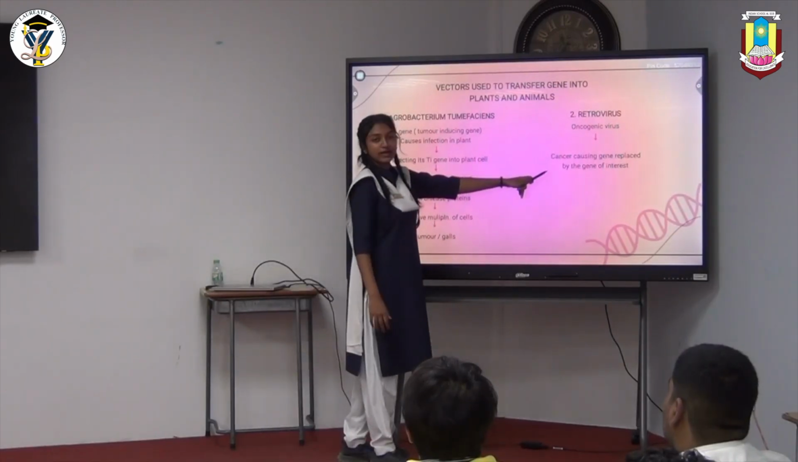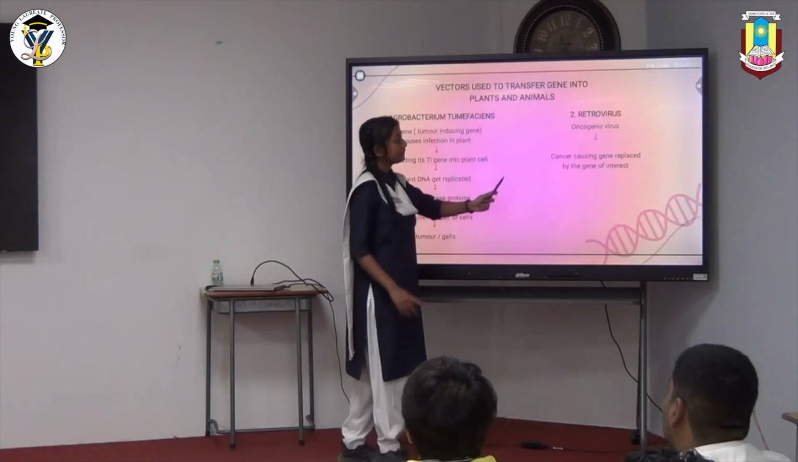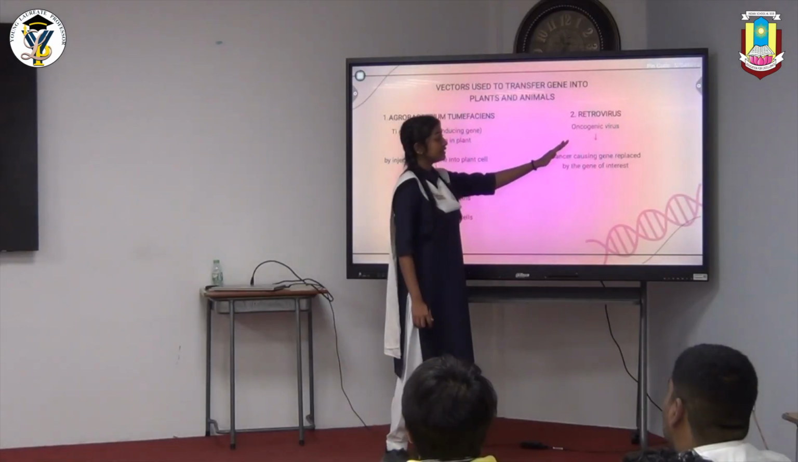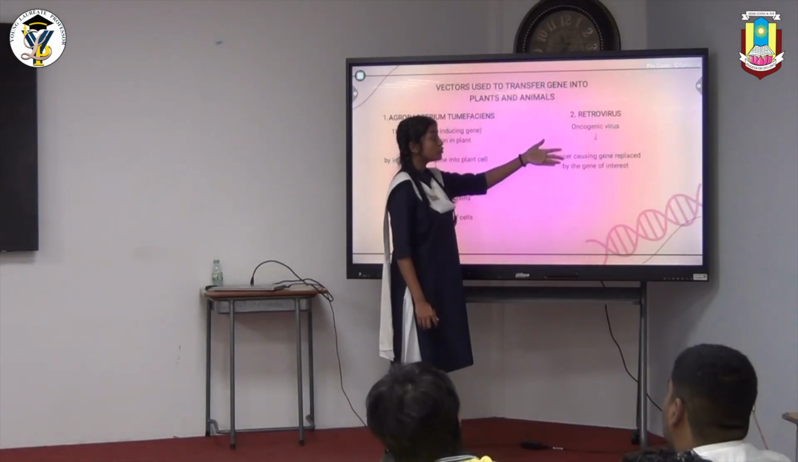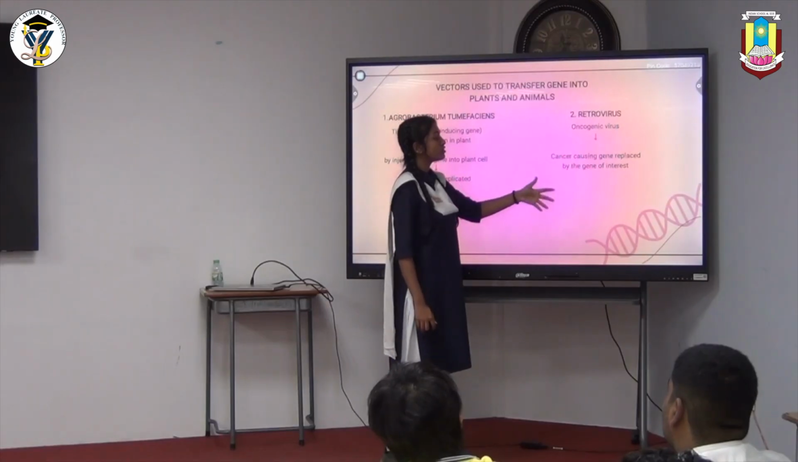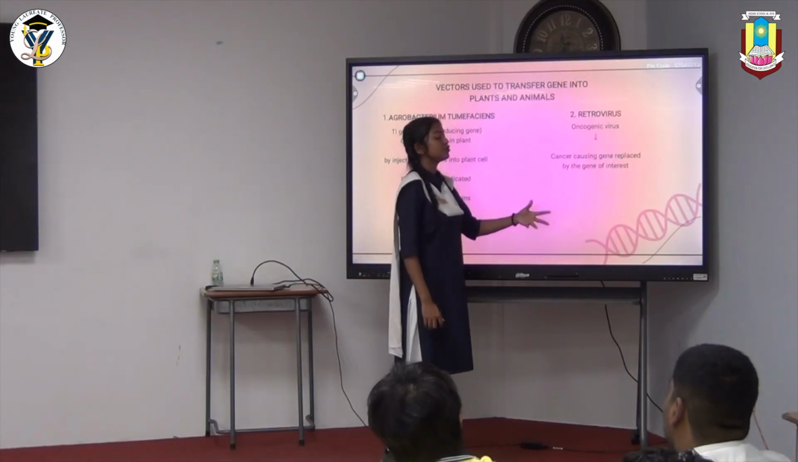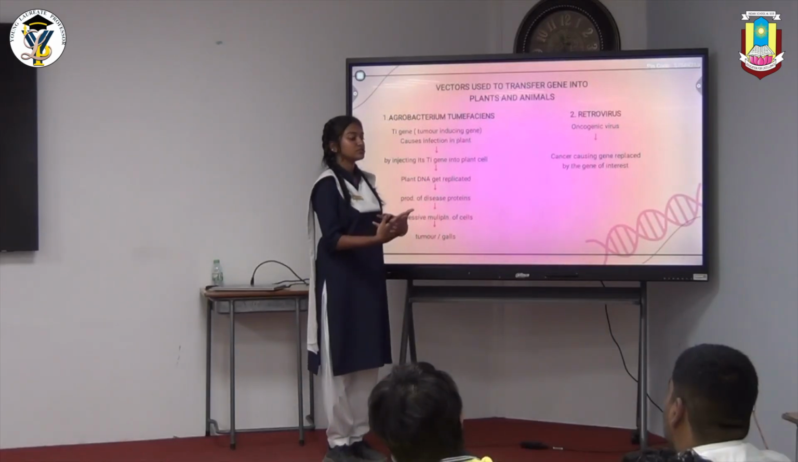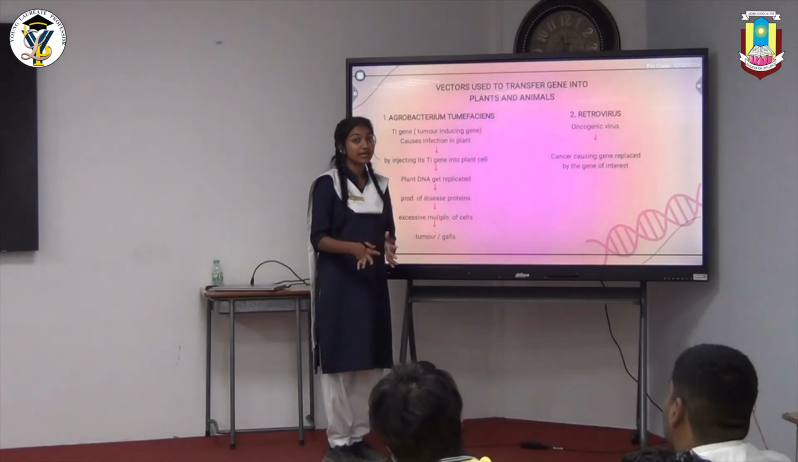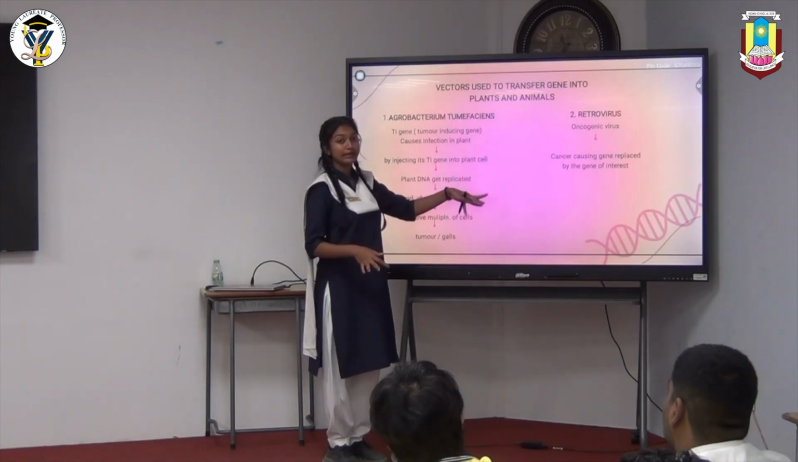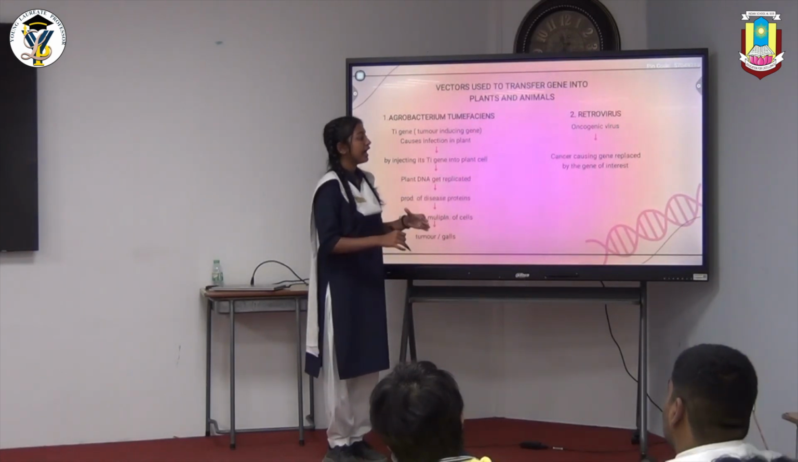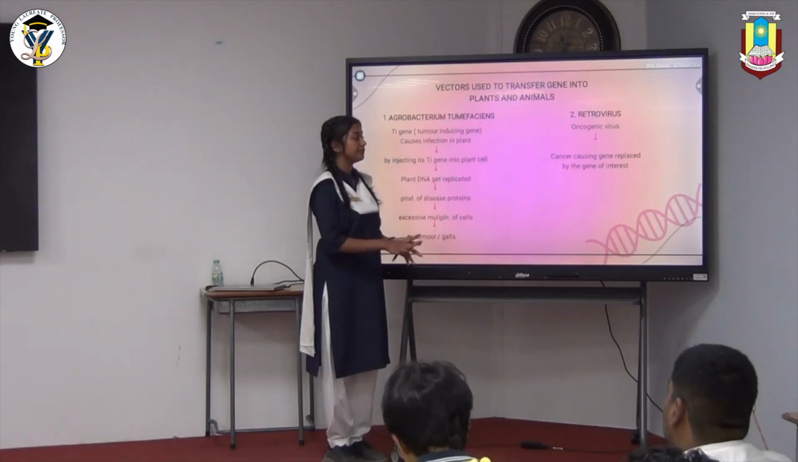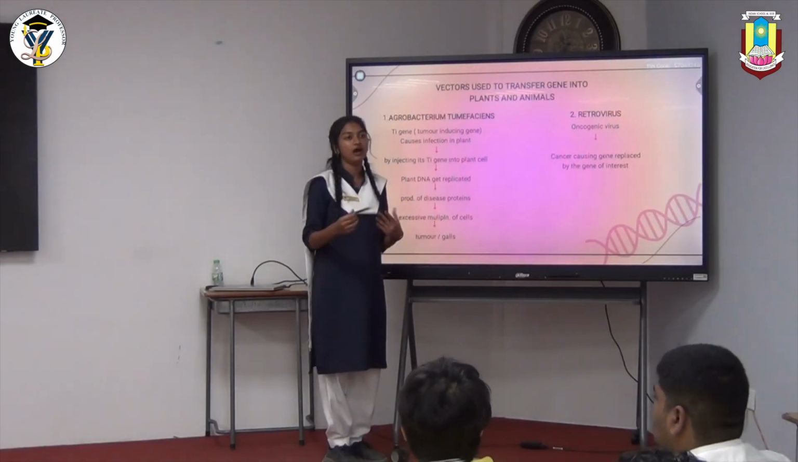Now coming to retrovirus, similarly it's called an oncogenic virus, where the cancer-causing gene is being replaced by the gene of interest. We can call it a sort of gene therapy, because we're basically altering the DNA, right? The cancer can be stopped, and we can replace it with our gene of interest and our target DNA.